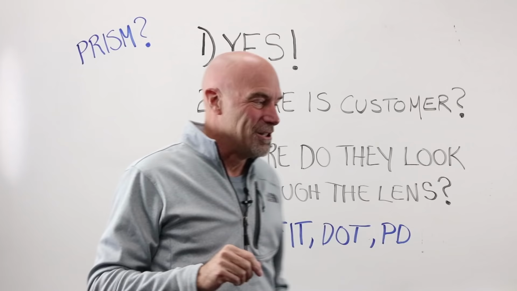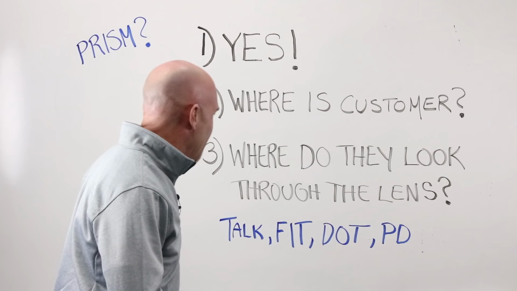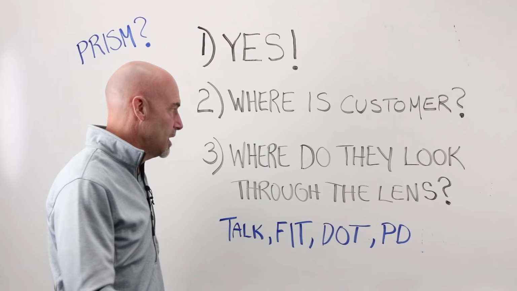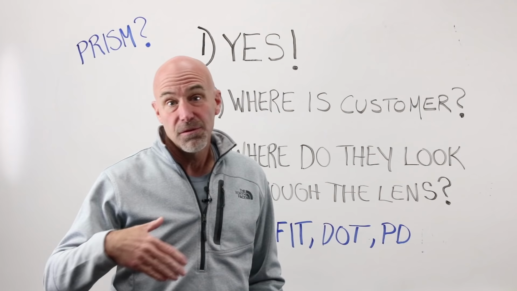The second question that you ask is, where's the customer? Because you need to visit with that person. Because the question of, do they experience prism when they wear that particular pair of glasses, is all about where they look through the lens. So you need to know that before you go to the lens meter and try to figure out what they're looking through. How do you do that?